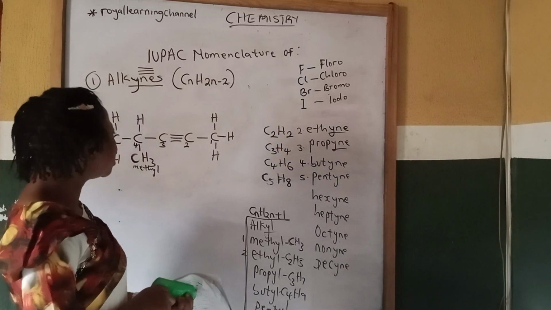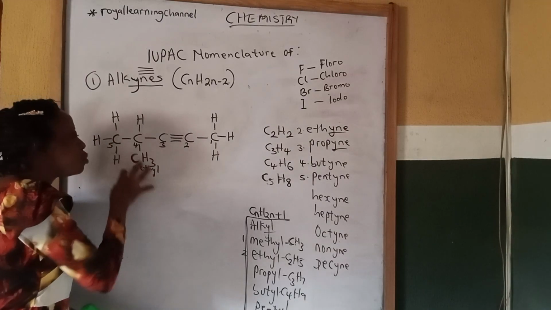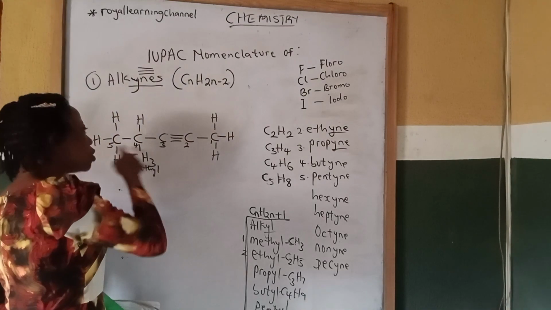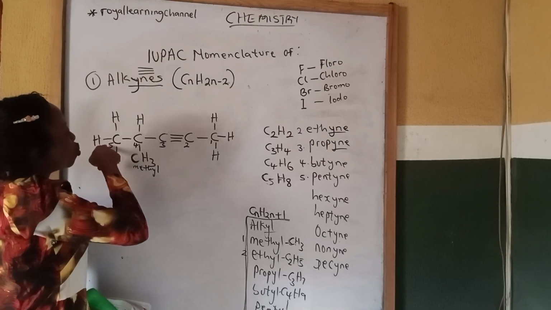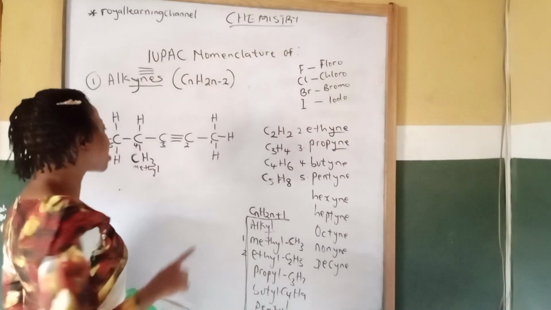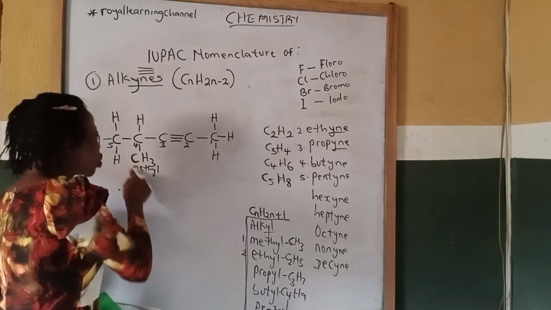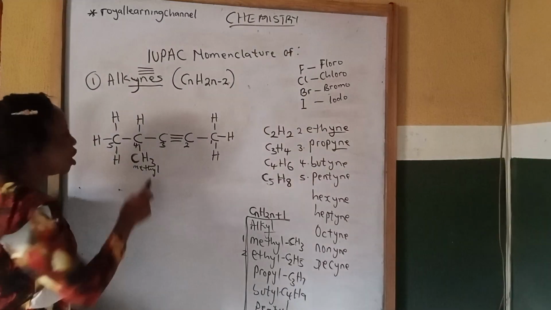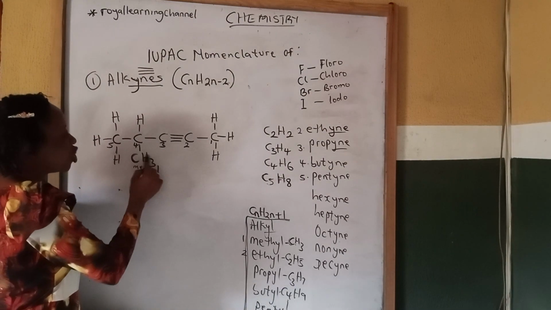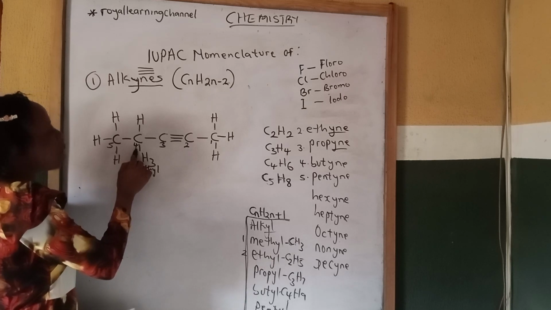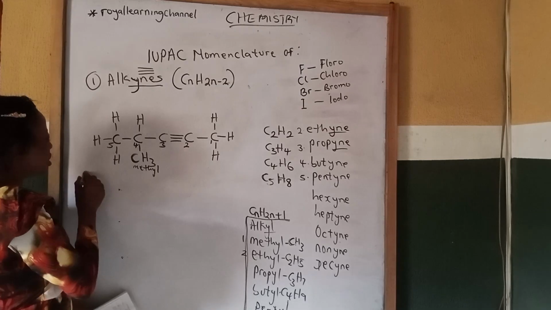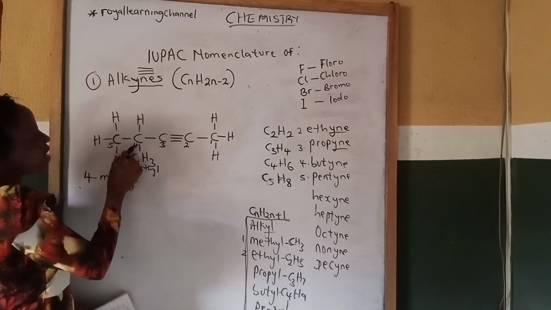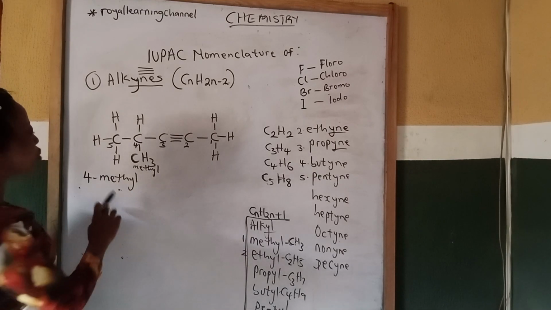After numbering, the next step is to name your substituents first. You name your substituent before your root hydrocarbon. Your root hydrocarbon is this continuous carbon chain. So you name your substituent, that is the attachment, before your root hydrocarbon. My substituent is methyl, CH3. Methyl is on the fourth carbon atom, so what will I call it? 4-methyl, because my methyl is attached to the fourth carbon atom.